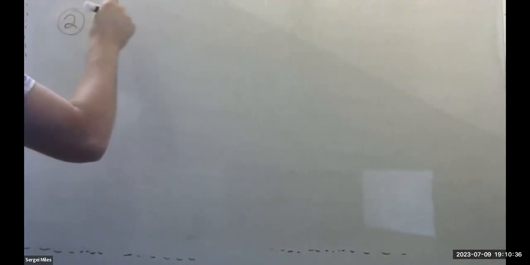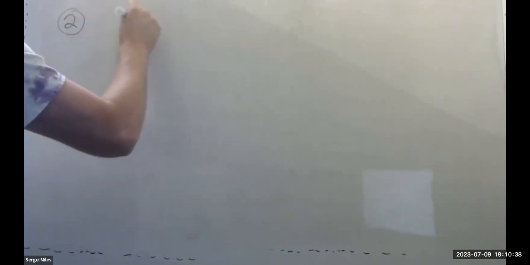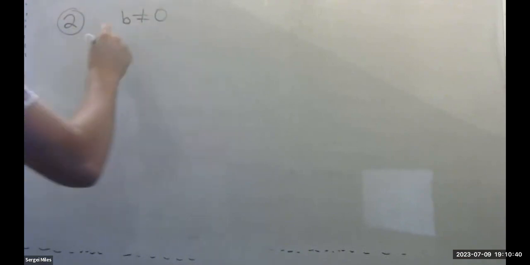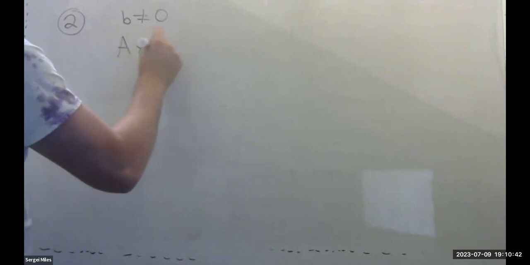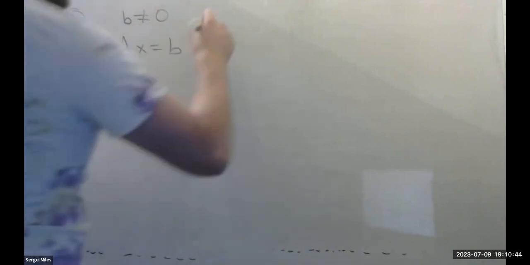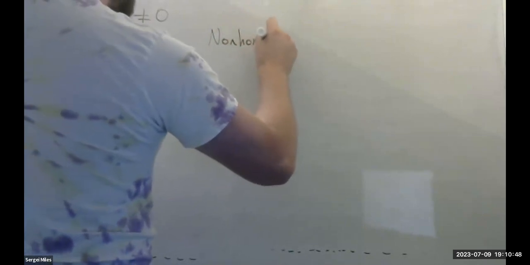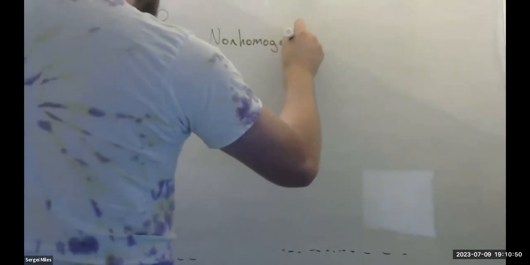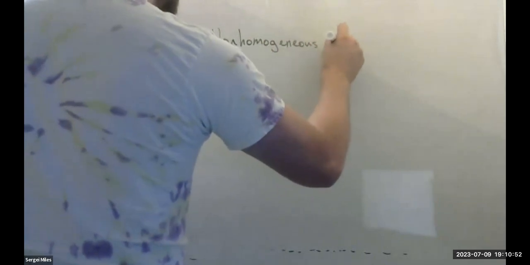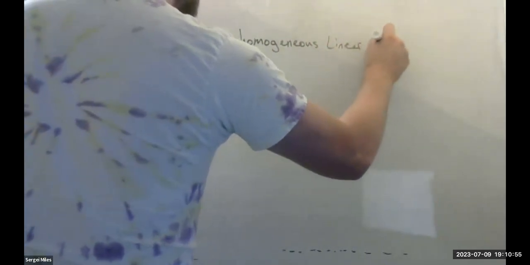Okay, well, that's all fine and good. What about non-homogeneous systems? When we're talking about non-homogeneous systems, this is the second case. This is when B is not equal to 0. So we have the matrix equation AX equals B. This is a non-homogeneous linear system.